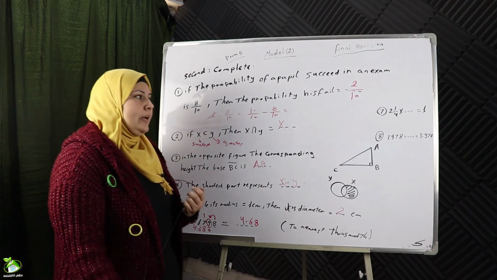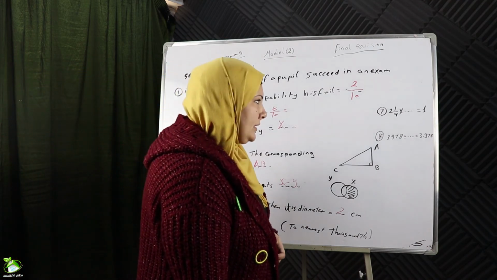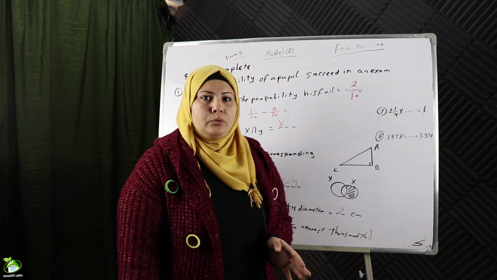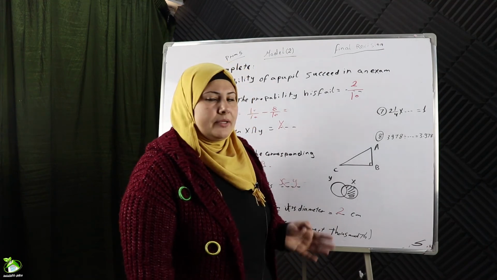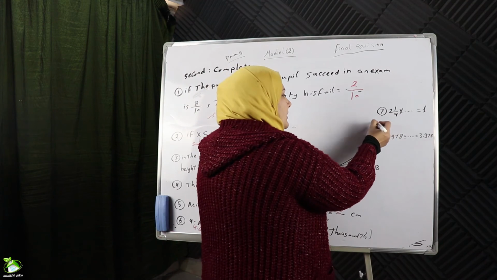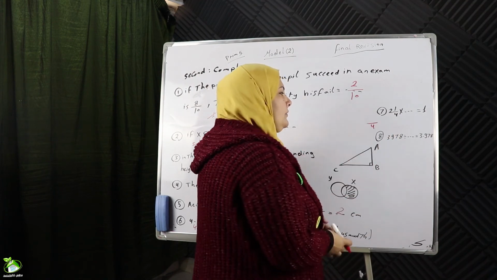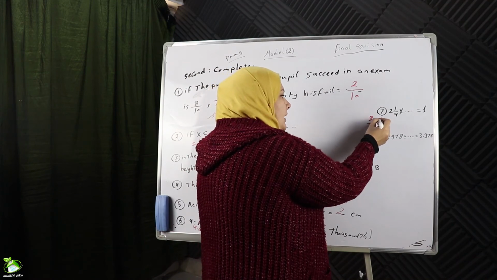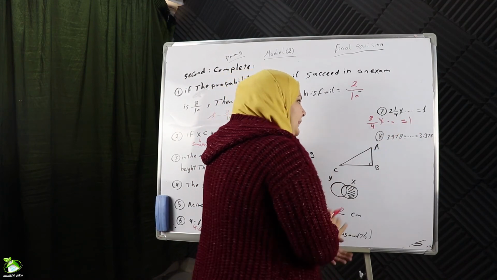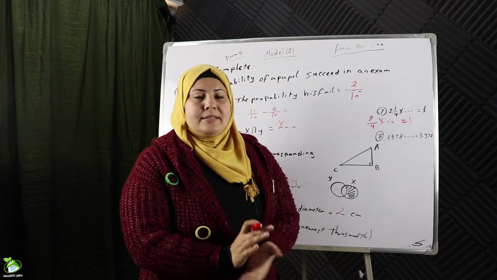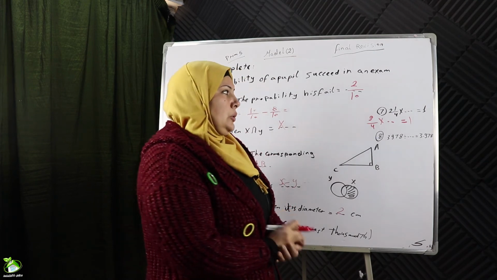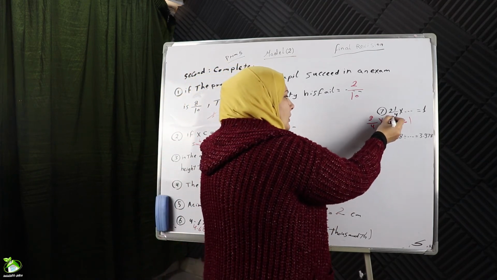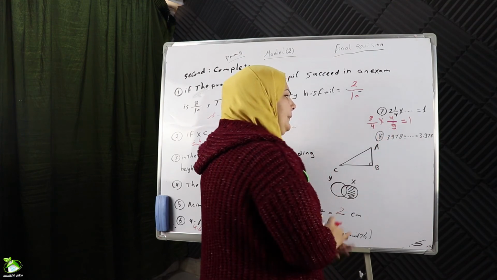Number 7. 2 and 1/4 times space equals 1. In the first step, we should convert this mixed number to an improper fraction. Both denominators are the same. 2 times 4 equals 8. 8 plus 1 equals 9. 9 over 4 times space equals 1. Any fraction times its reciprocal equals 1. So the result will be 4 over 9.